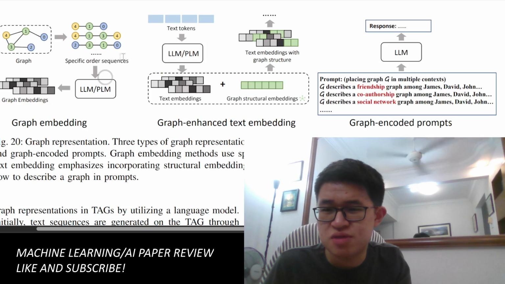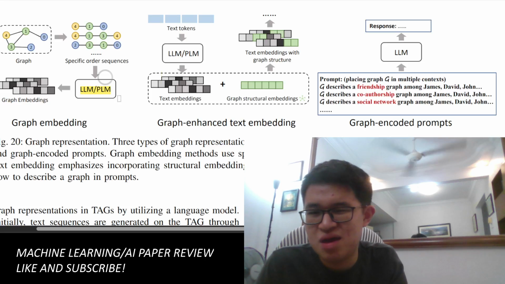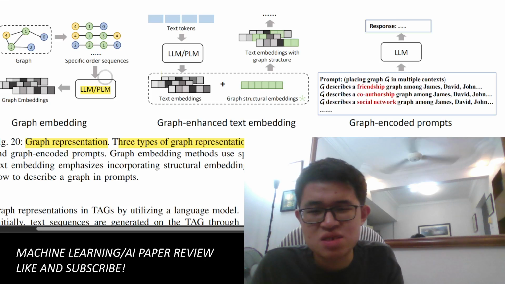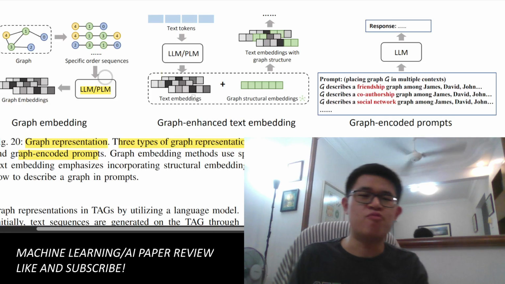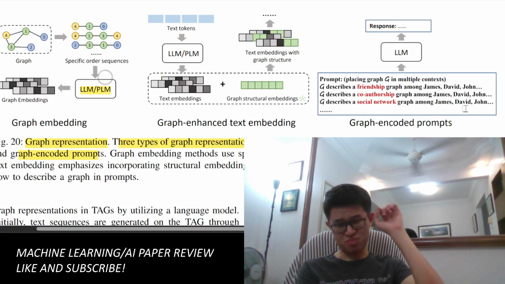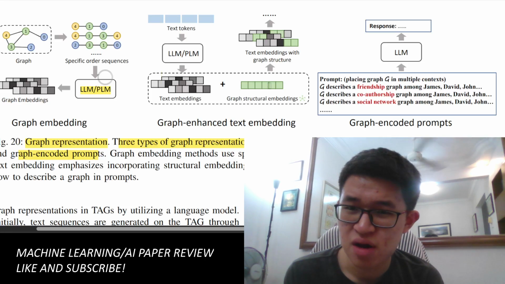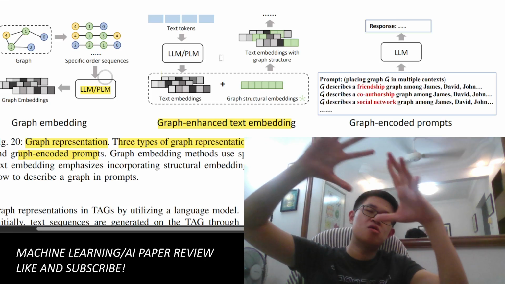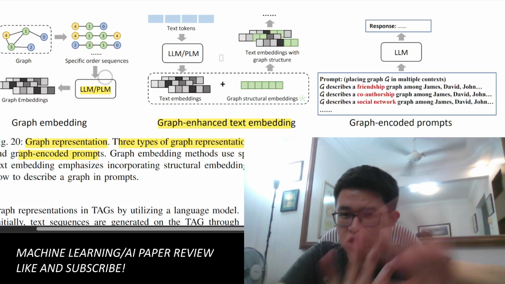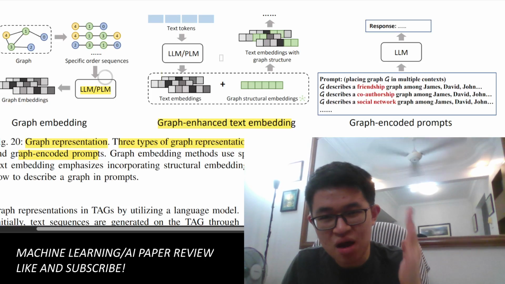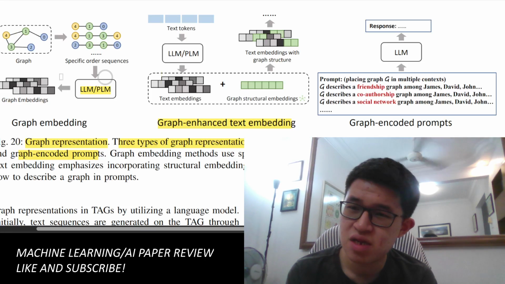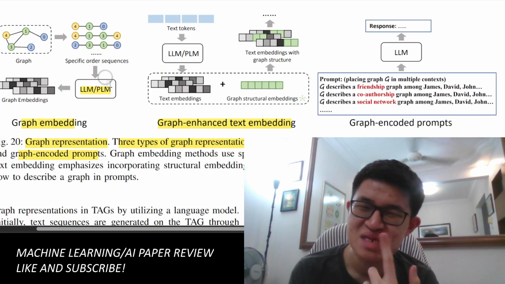Graph specific order sequences use LLMs or PLMs. Don't know what that means. Protein language model. And anyway, graph representation. Okay, there's a graph embedding, graph enhanced text embedding, and graph encoded prompts. And what we saw above is essentially graph encoded prompts. But typically, this approach right here is being used, where you have the LLM creating all that pre-processed information and then you feed it to the GNN. And 99% of the time, the accuracy is going to go up. But as for this one right here, I can't really say the same.